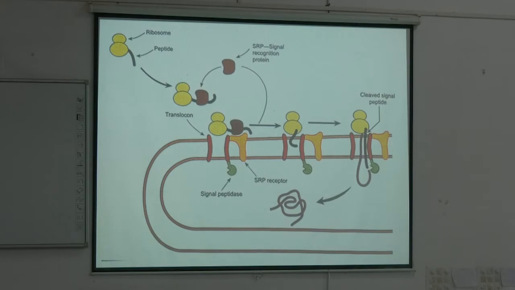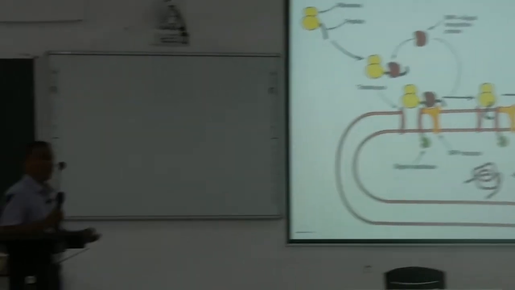Suppose the cell membrane is there. In the cell membrane, the total layer will be crossed. What kind of protein is that? Integral protein. That will be your integral membrane protein.